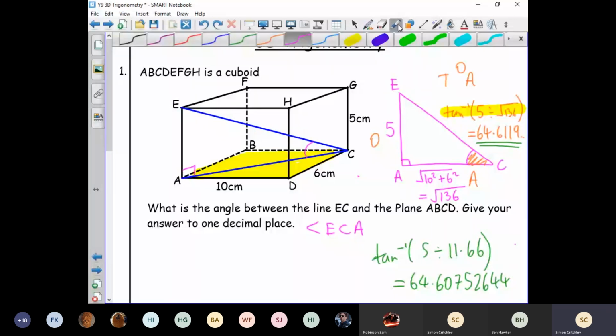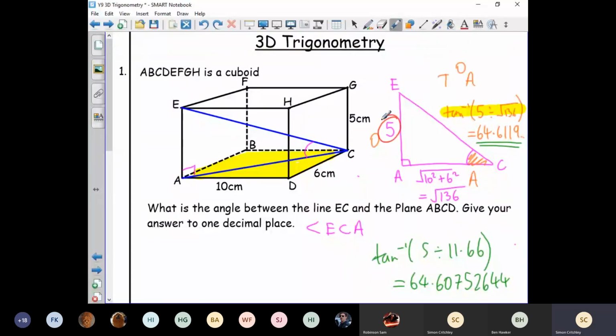Right, good stuff. I just want to point out one last thing. If you hadn't spotted that A to E was 5 centimetres, there may still have been a way of you being able to do this question, because you might have been able to work out what E to C was. So let's just have a little go at working out the diagonal across the cuboid, because this is an important skill that you will need when you come to some other questions later on as well.